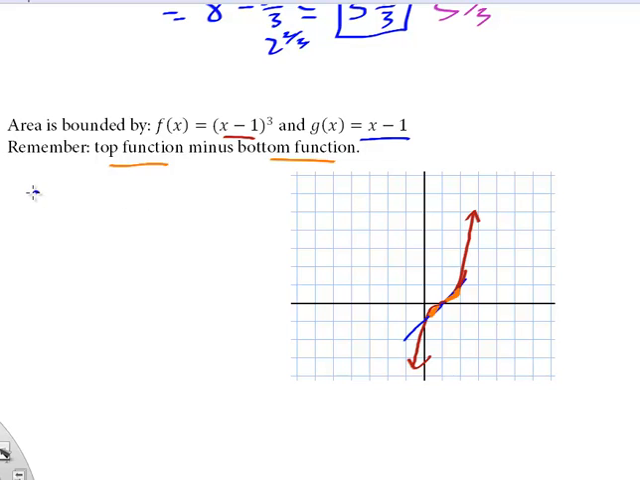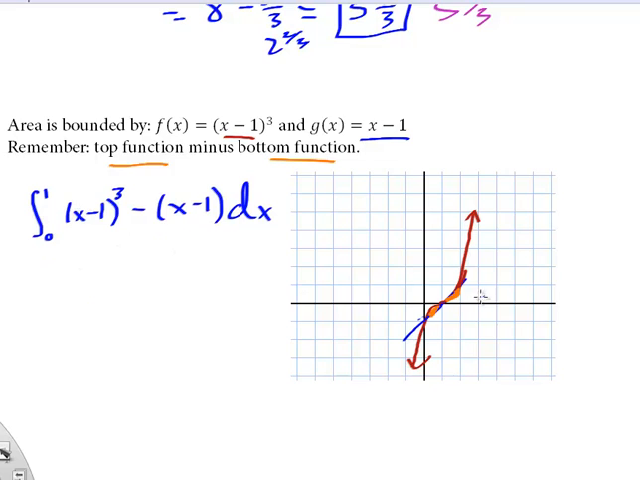If I look at the first integration, it is from 0 to the x value of 1, and the function on top is the cubic. So that would be the x minus 1 cubic on top. Okay, and then below it would be the linear x minus 1. So we're going to subtract off the x minus 1 dx.